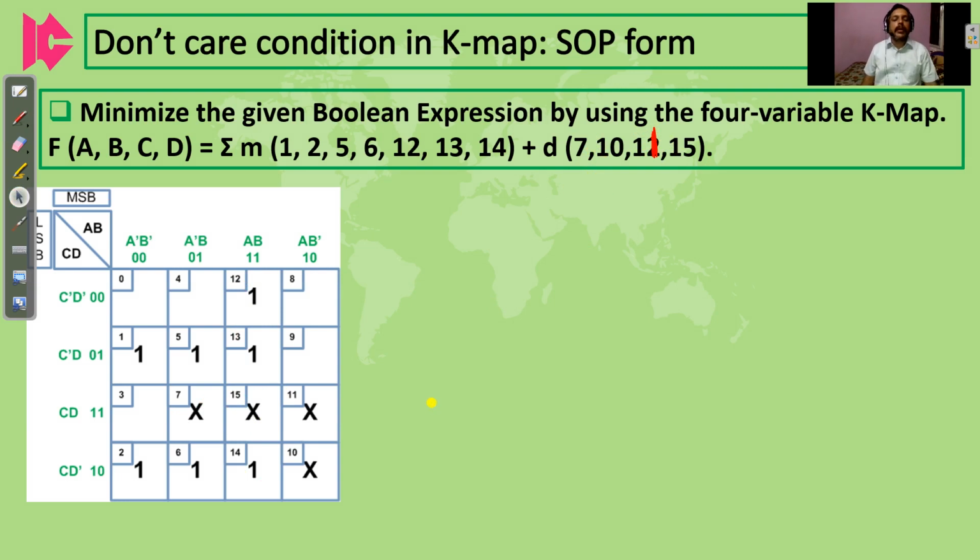Now how can we make a group? Is it possible to make a group of 16? No. Can we make a group of 8? Suppose here it is a 1, then we can make a group of 8. Whether a group of 4 is possible? Yes. So I am considering this don't care here as 1. So I am combining all these 1s together. So it will give you my first combination.